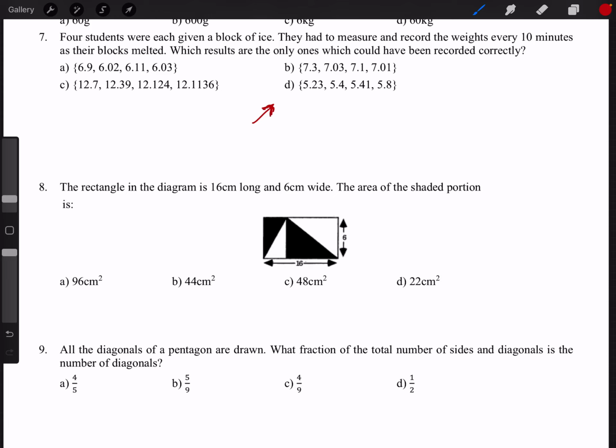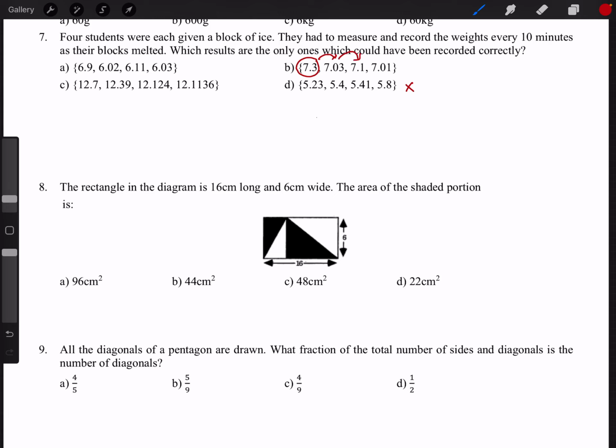So here you got 5.23. Then it went up, 5.23 and 5.40. This is going up. So how can the weight go up? The weight can only go down as it melts, right? So this is already wrong. So let's have a look at this one. 7.3 to 7.03. Yes, that's good. It went down. But then it went back up again.